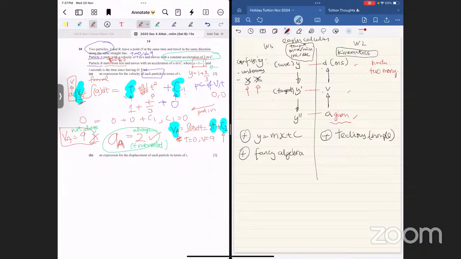Okay, so help us. So the velocity is VA equals to... Wait, what's C2? I'm confused. The C2 is something you're supposed to find. So VA, what is it? 9. Equals 2T, 2 times 0, plus C2. And C2 will be equals to 9.